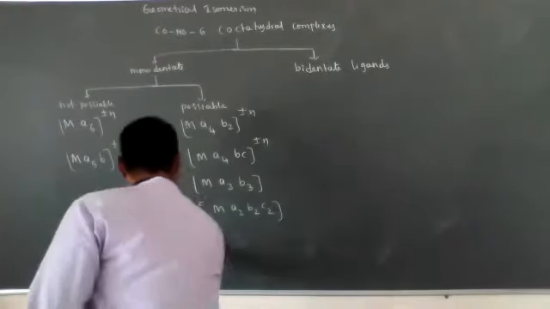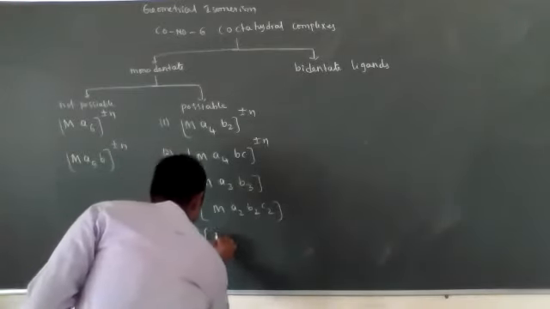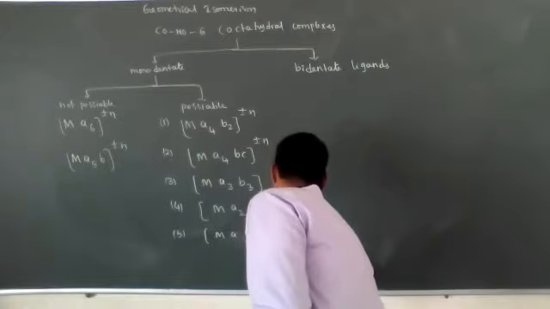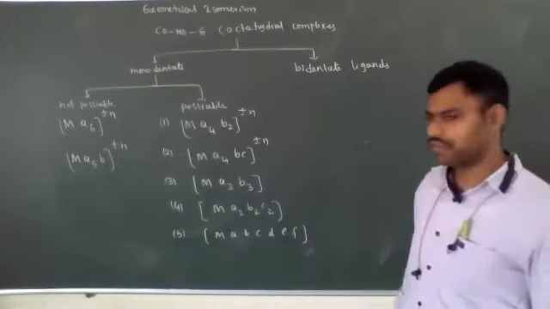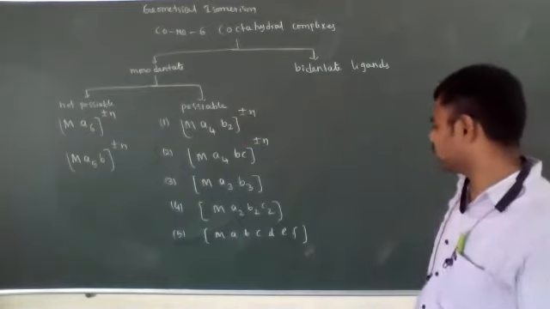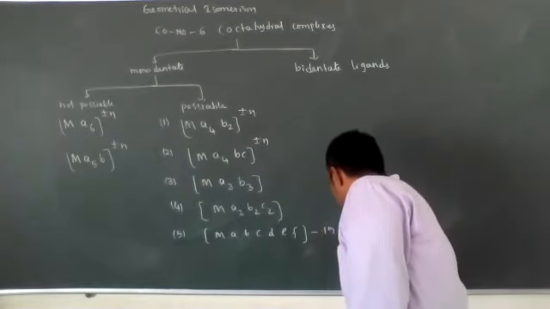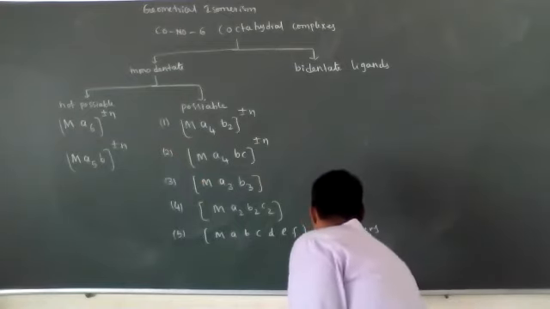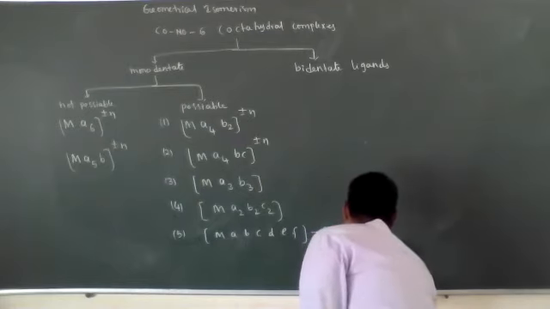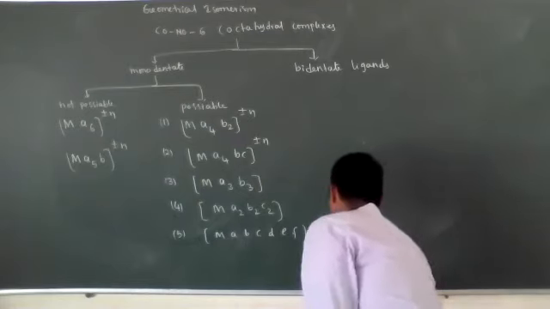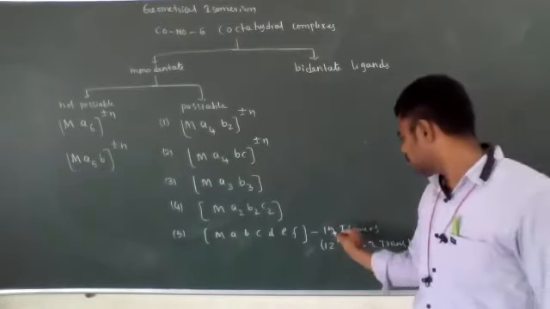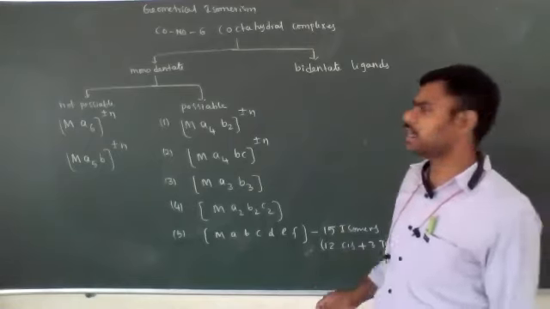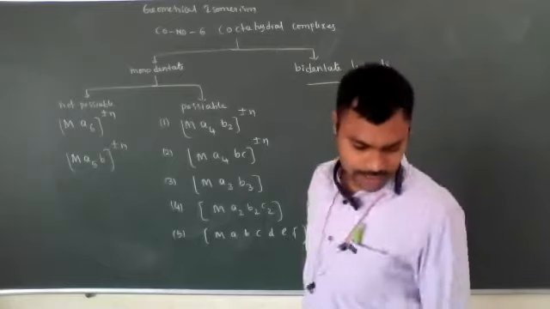And one more is where all are different, MABCDEF. This kind of complex also exhibits geometrical isomerism. A total of 15 geometrical isomers are present. Out of that 15, 12 are cis forms plus 3 are trans. It is important to remember. Out of 15 geometrical isomers, how many are cis? 12 are cis. The remaining 3 are trans. In bidentate ligands, let's see.